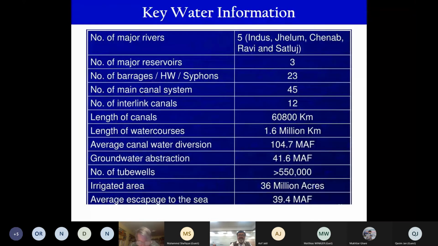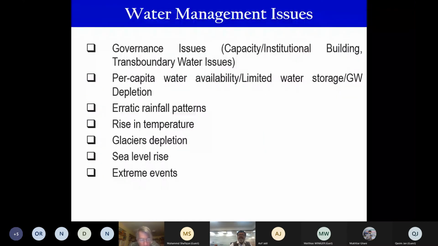Water management issue: governance is a big issue. The farmers at the head take more water, and farmers at the tail get very little water. So there is a really big issue of managing the water, as well as the capacity of staff in institutional building, and we have transboundary water issues.